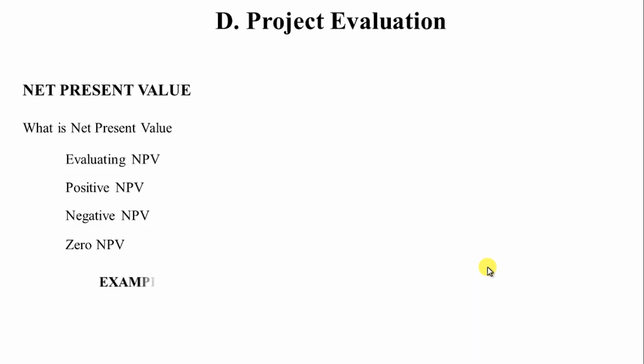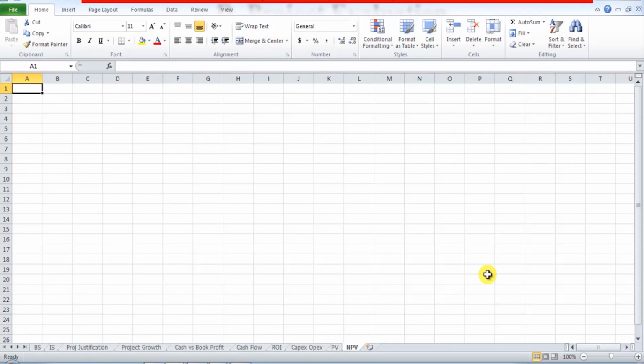Now we're going to look at an example which we're going to create and solve together. That will give us a better understanding of net present value. So let's go to our Excel sheets and start preparing the example.